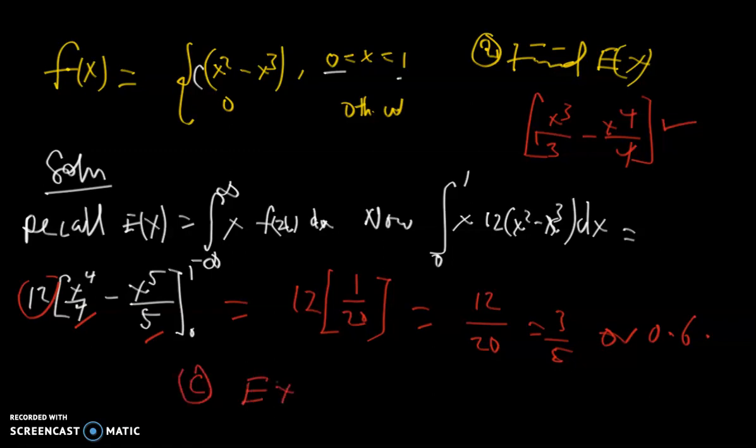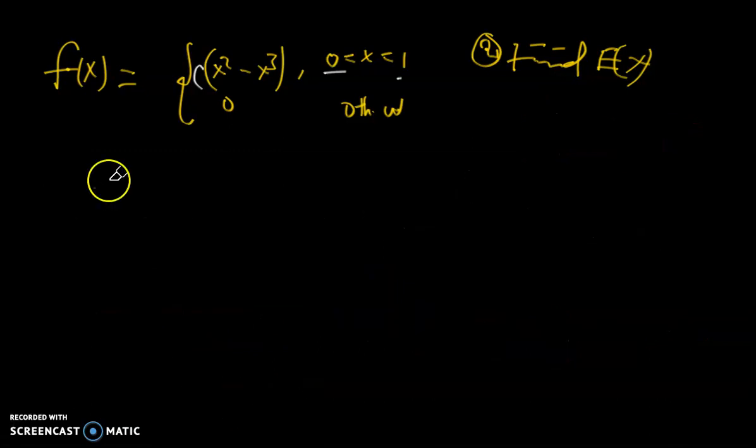So now let us take the third question, part C, where we are to find the expected value of x squared. So let us do that. Using the same process, what will be our expected value of x squared? Let's have the solution. We might need to recall.